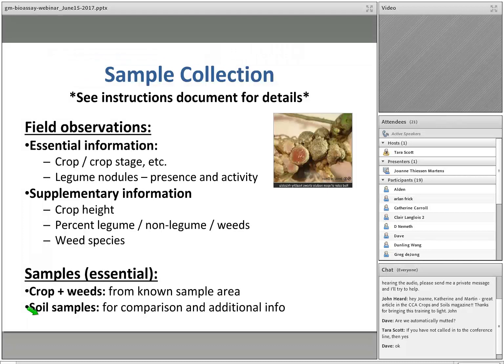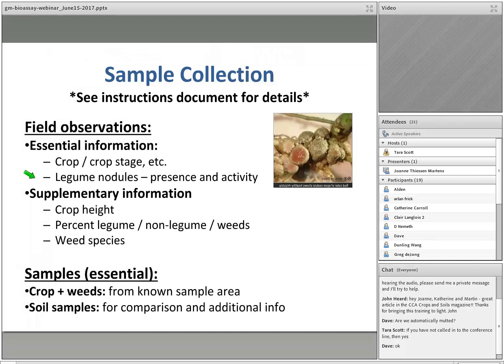First, there are some field observations that we want to collect, and some of that is essential information in that it really is needed for correct interpretation of the test. That includes what crop it was, the crop stage, as well as legume nodulation, whether the legumes are present and whether they are nice and red or pink inside, like this little photo shows. I realize that some crops have extremely small nodules, and it's not always possible to see the color inside. And so then you have to use your best judgment.